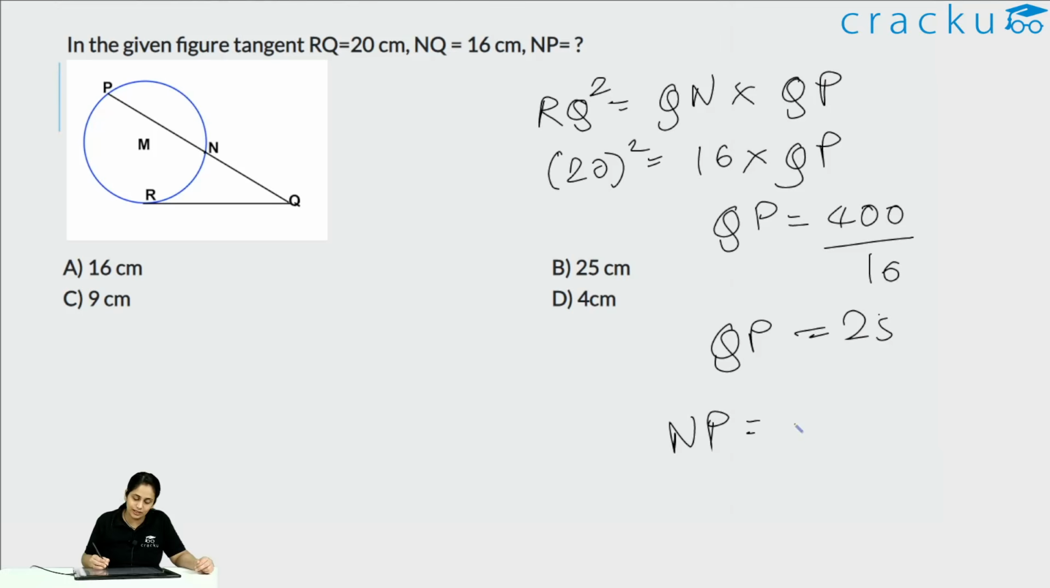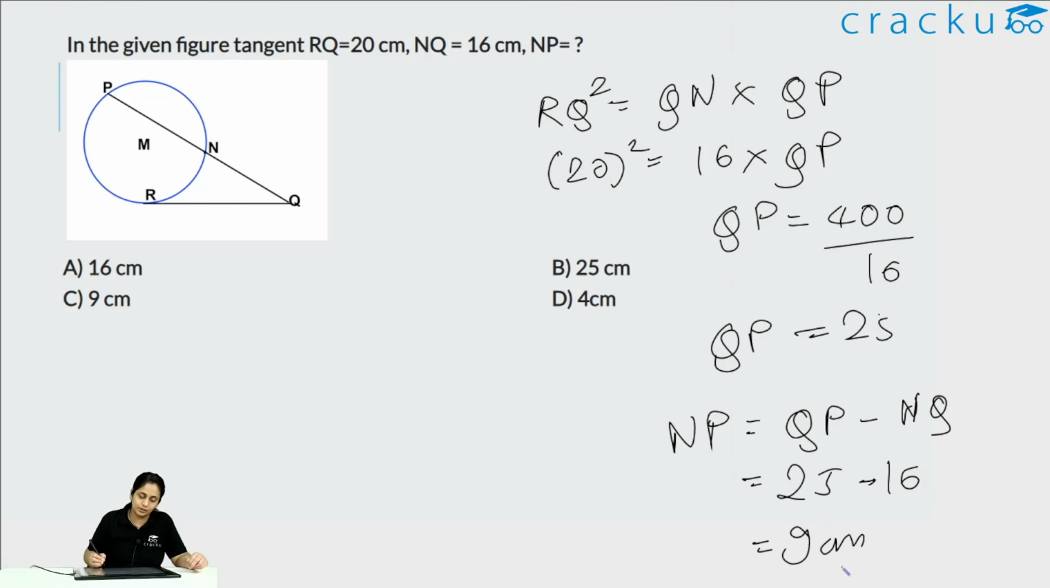NP is essentially QP minus NQ. So that is 25 minus 16, which is equal to 9 centimeters. So the length NP is equal to 9 centimeters, which is option C. So always be careful of what is asked. Make sure that you get the right length and then mark the answer.